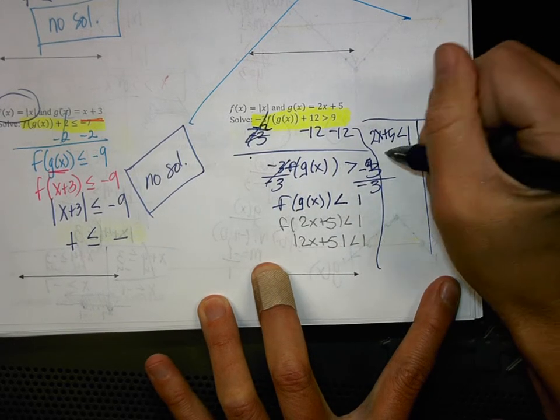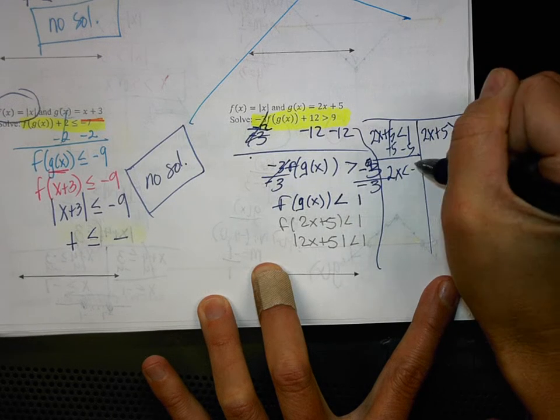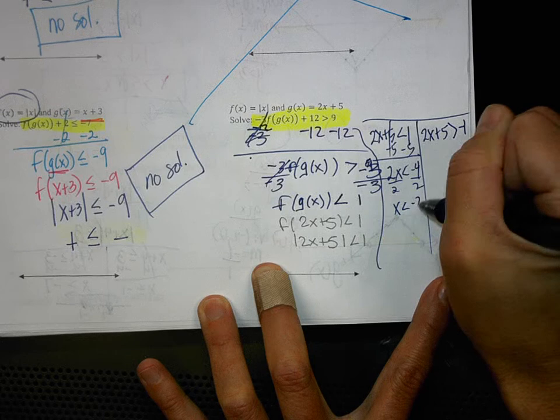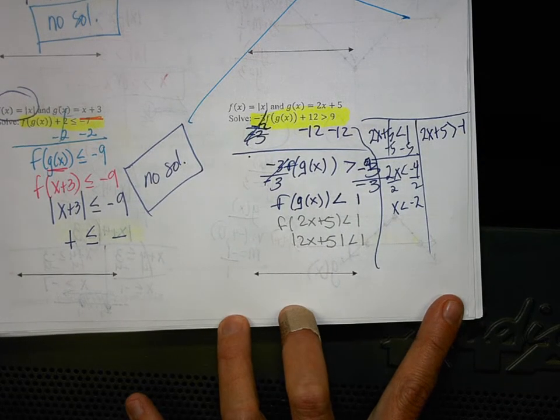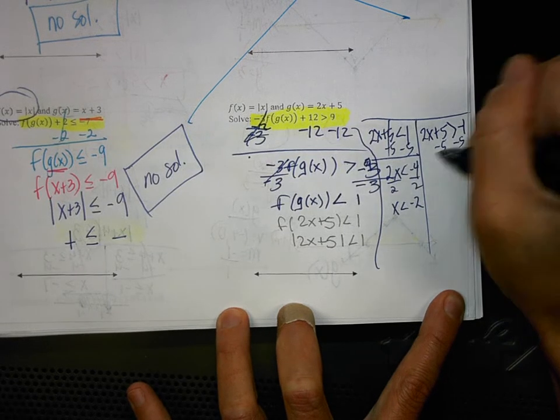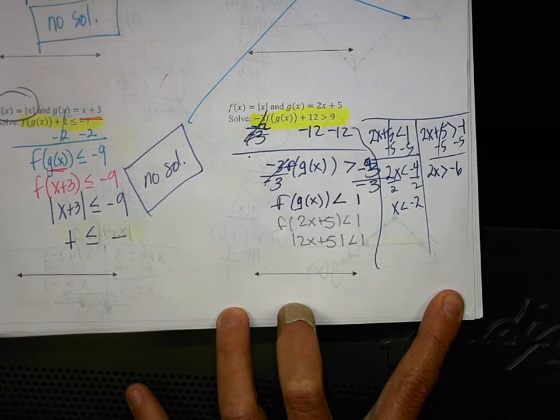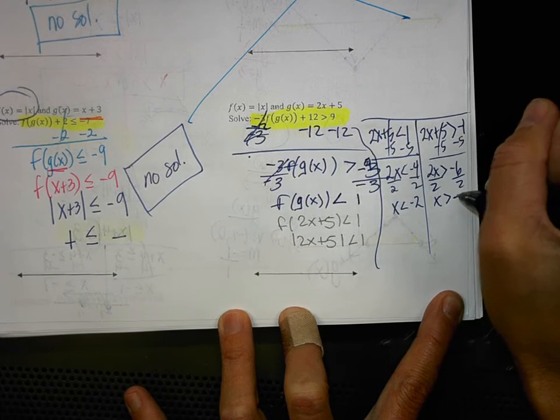Subtract 5 from both sides. 2x is less than -4. Divide by 2. X is less than -2. Did I just go way too fast? Over here, subtract 5. 2x is greater than -6. Divide by 2. X is greater than -3.